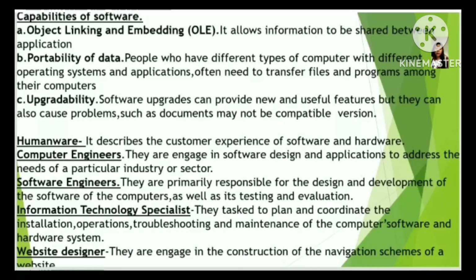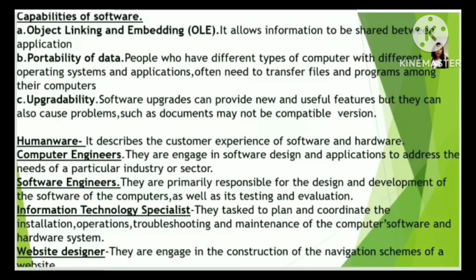People who have different types of computers with different operating systems and applications often need to transfer files and programs among their computers. FTP, or File Transfer Protocol, allows files to be transferred over the internet among different types of computers.